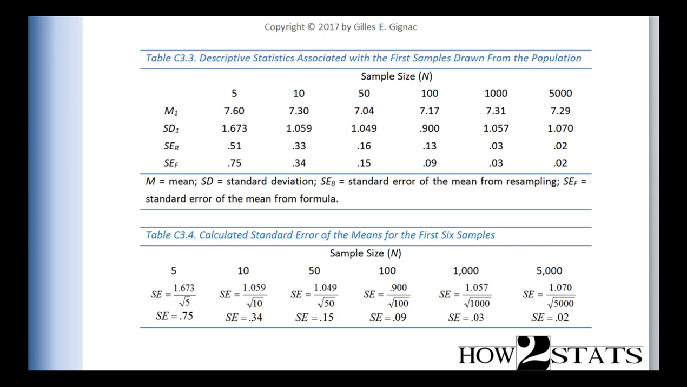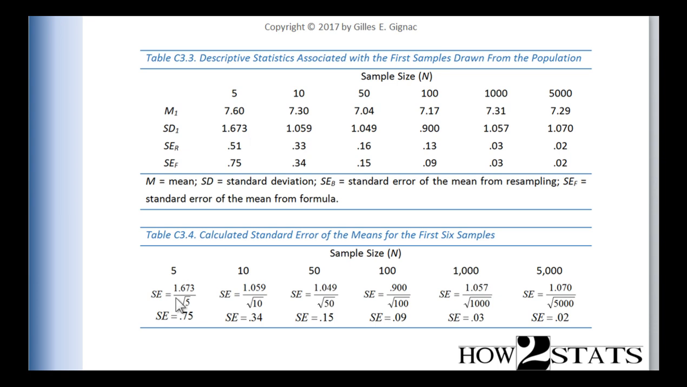In this portion of Chapter 3, I present results associated with standard error of the means estimated through resampling, as well as standard error of the means estimated through the formula approach. In the first table, I have the means in a row, and each column heading is the sample size, 5 all the way to 5,000. We can see that the standard deviation for that first sample mean with 5 cases was estimated at 1.673.